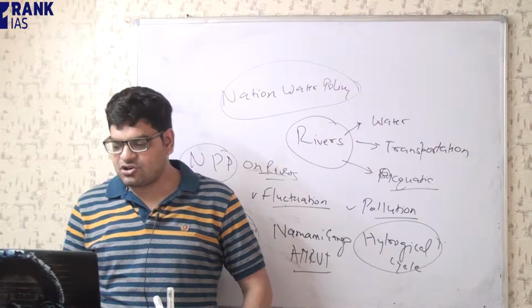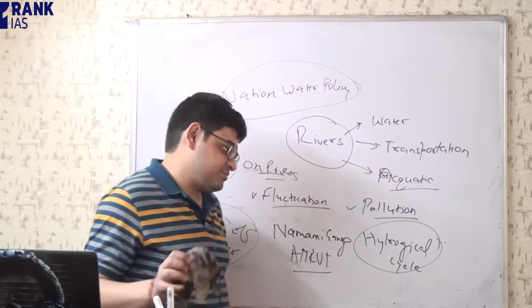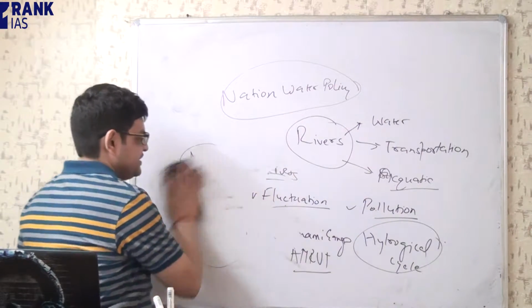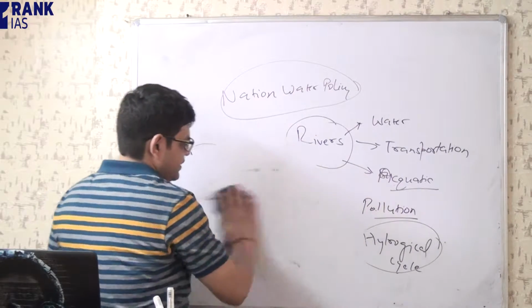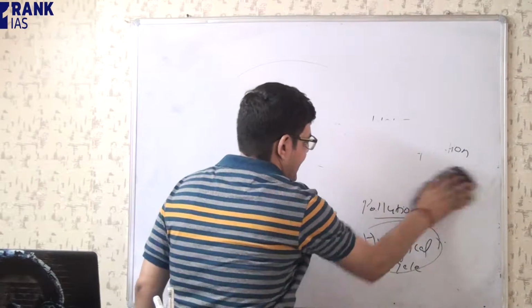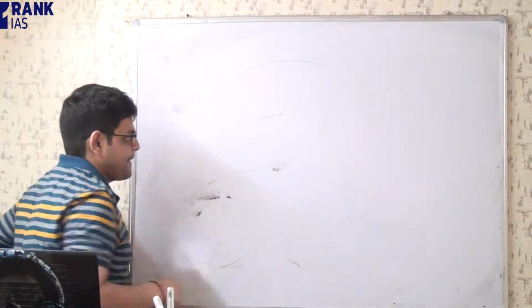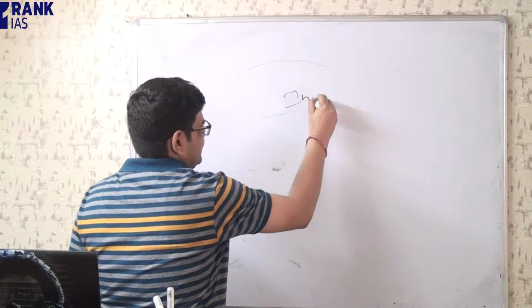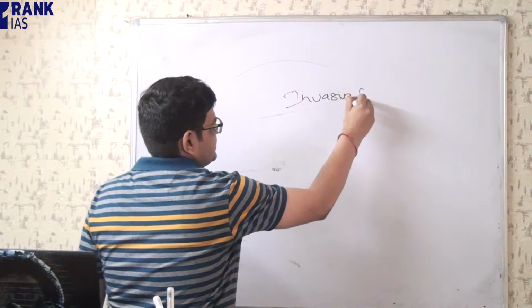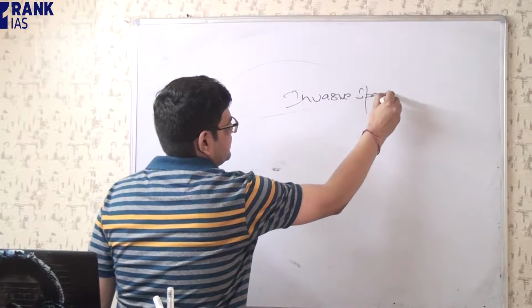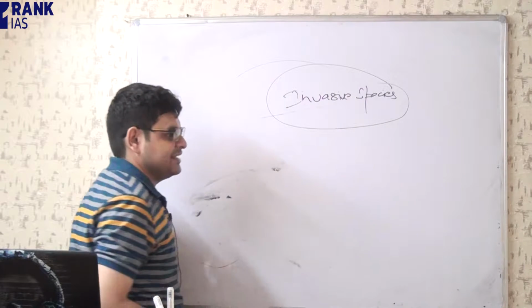Now we move on to the next topic, which is invasive species. Now what are invasive species? We need to look at it. Invasive species are those species which inhabit an area which is not their natural habitat.